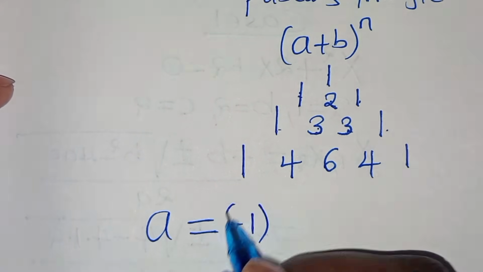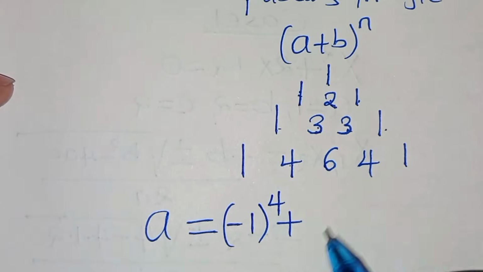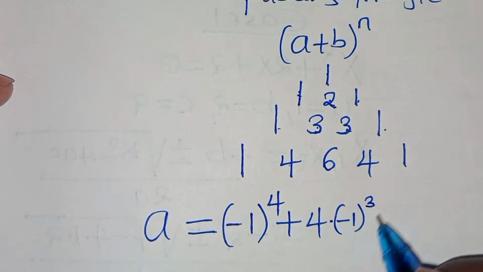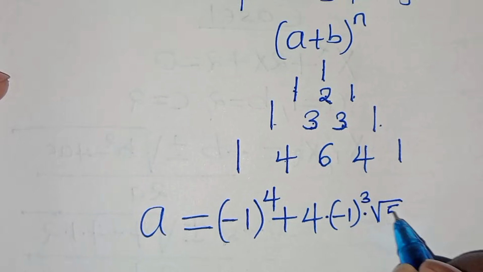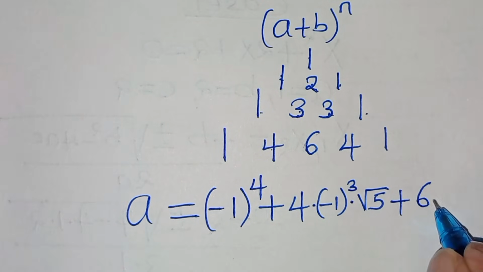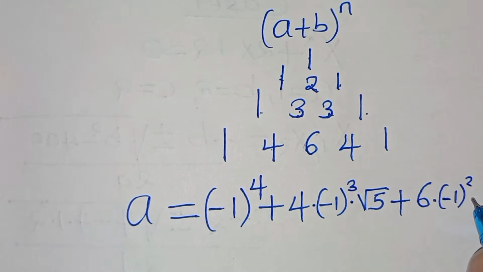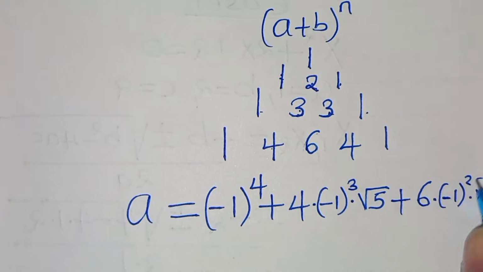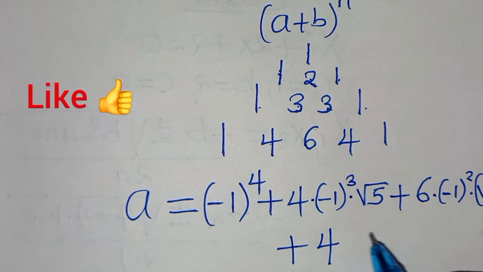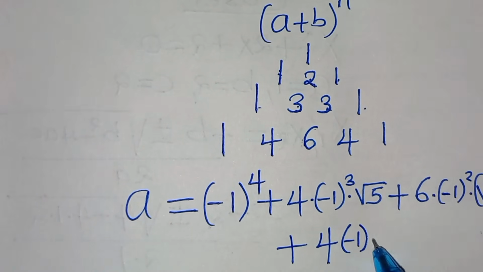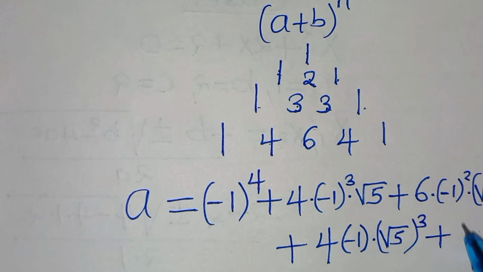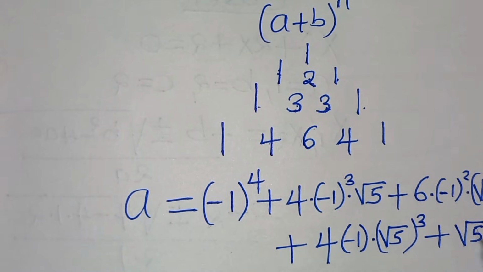minus 1 raised to the power of 4, then plus 4 multiplied by minus 1 raised to the power of 3, then multiplied by square root of 5, then plus, here we have a coefficient of 6, so this is 6 times minus 1 to the power of 2, then times square root of 5 raised to the power of 2, then now plus, we have a coefficient of 4 here, so this is 4 multiplied by minus 1, then times square root of 5 raised to the power of 3, then plus, now we have square root of 5 raised to the power of 4.